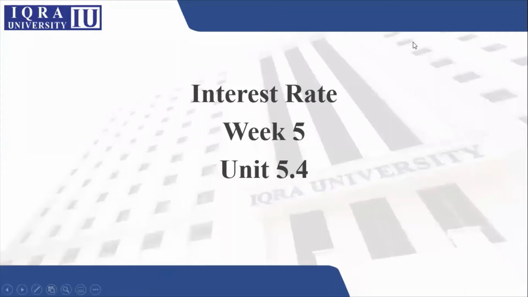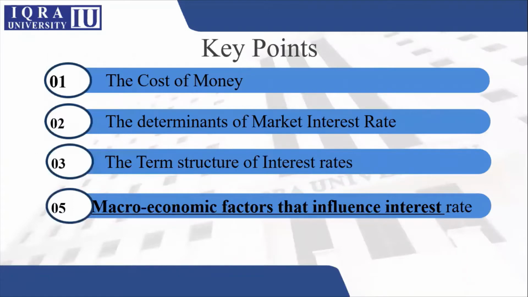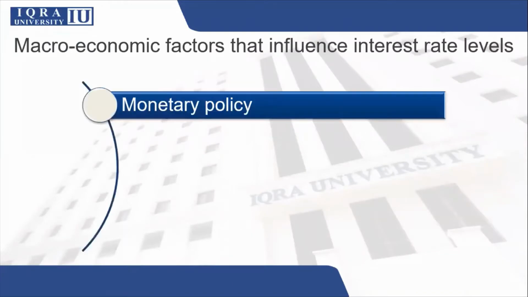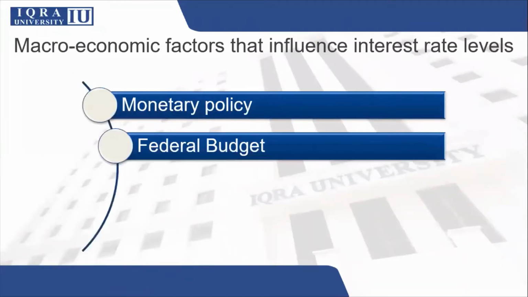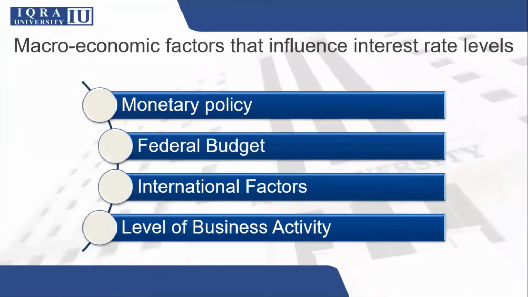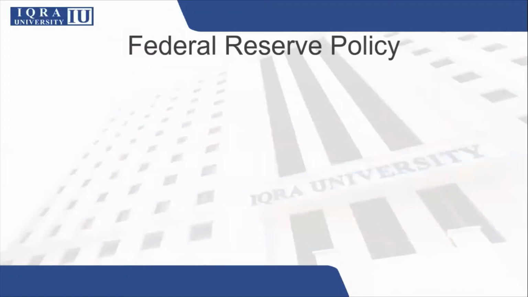So now we are at the last unit of interest rate, and in this unit we will be discussing macroeconomic factors that influence the interest rate. We will be discussing four main factors: monetary policy, federal budget, international factors, and the level of business activity. So the Federal Reserve policy.